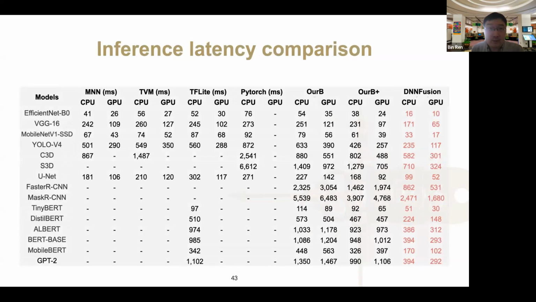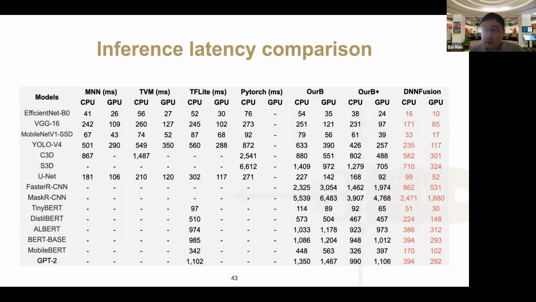Okay, then let's look at the inference latency. Yeah. So the left part shows the inference latency of different kinds of frameworks, and our B is a version of our baseline version. In this baseline version, we do not use any fusion technique, and our B plus shows the performance with a fixed pattern based fusion and our baseline.